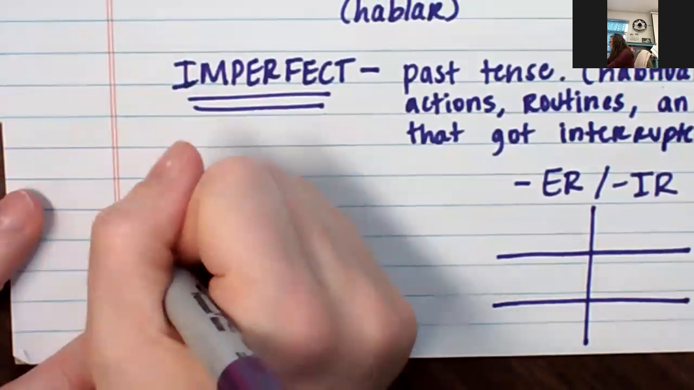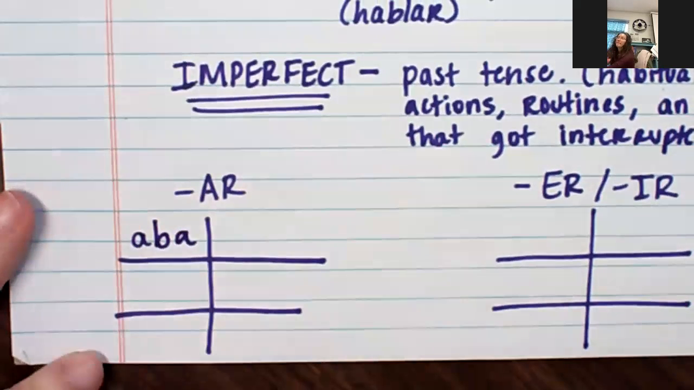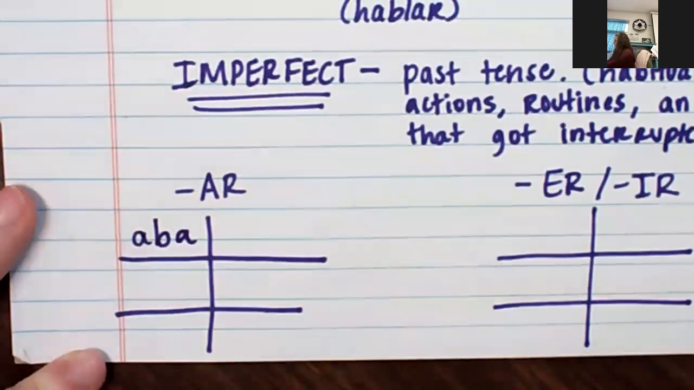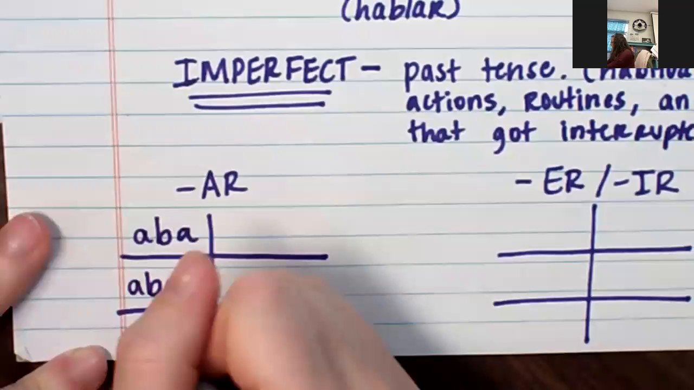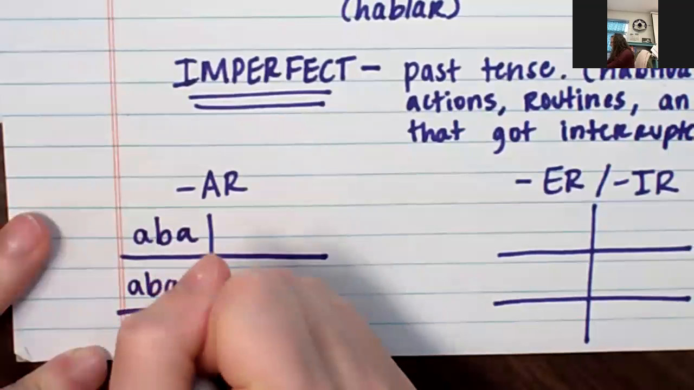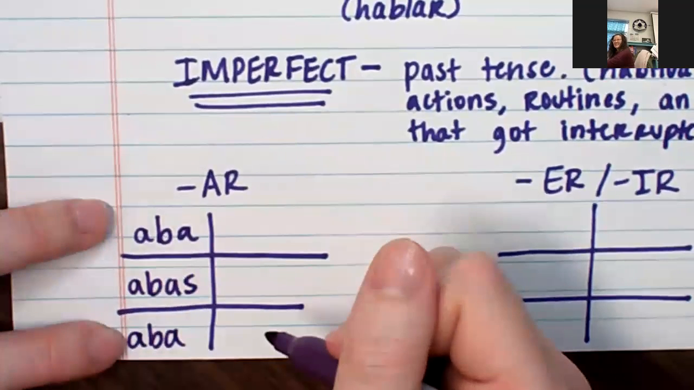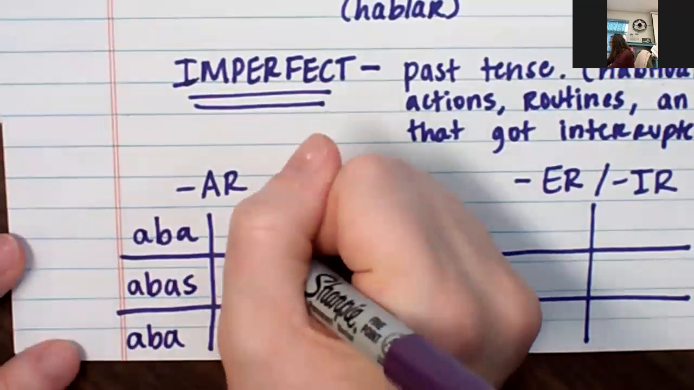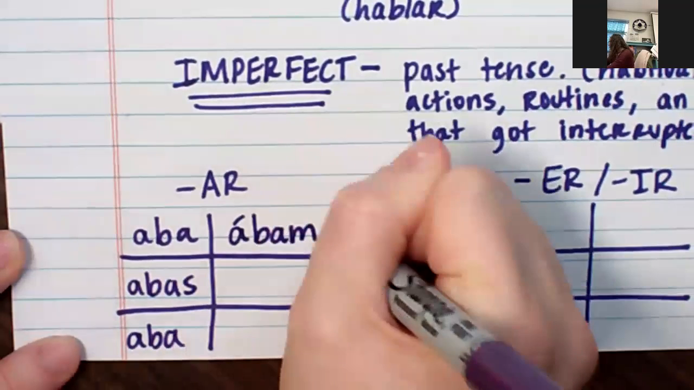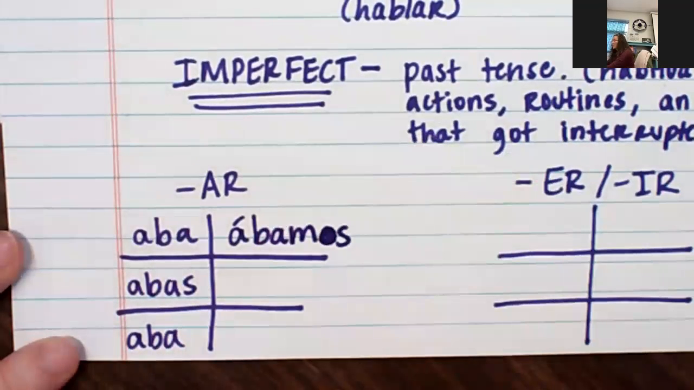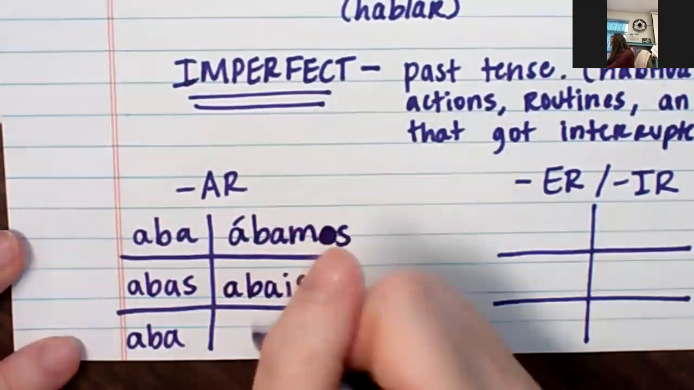So for AR verbs, we drop the AR. We're going to add aba for yo, abas for tú. Él, ella, usted is also aba. They're the same. We just have to look at context. Nosotros, ábamos. We have abais. Then we have aban.